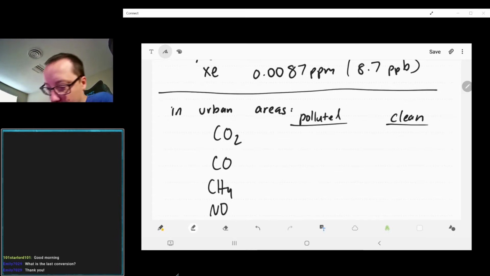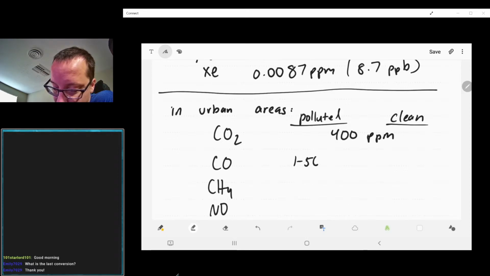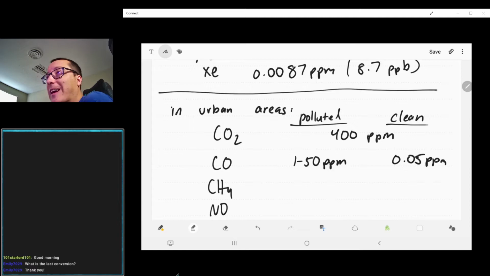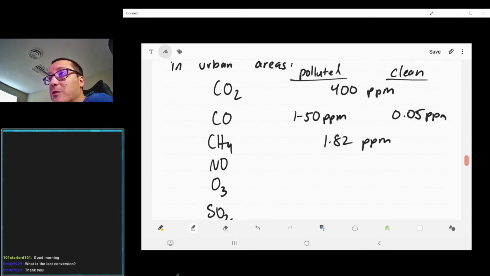So for carbon dioxide, we're looking at about 400 ppm for both. About the same amount there. However, once we get to carbon monoxide, we're looking at up to 50 parts per million versus 0.05 ppm. So that can be a 1,000-fold difference there. With methane, we're looking at roughly 1.82 parts per million in clean air as well as polluted air. Methane is not typically one of the pollutants that we have in urban areas. It's just throughout.